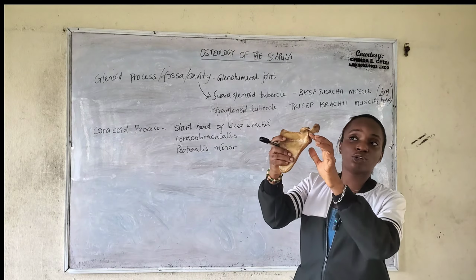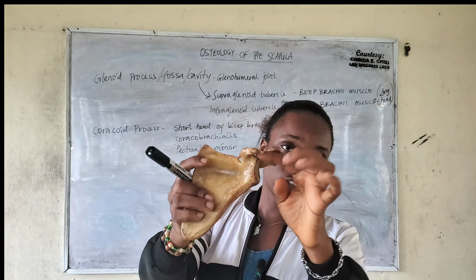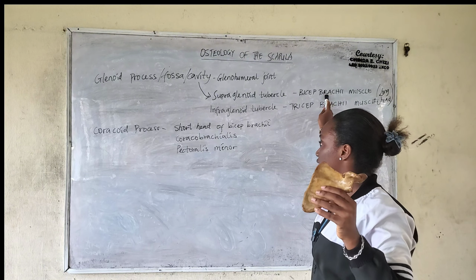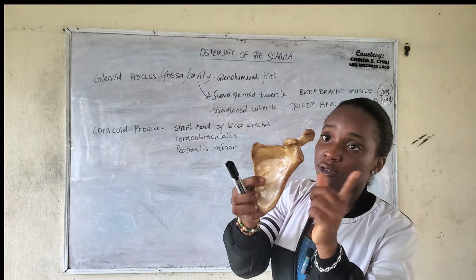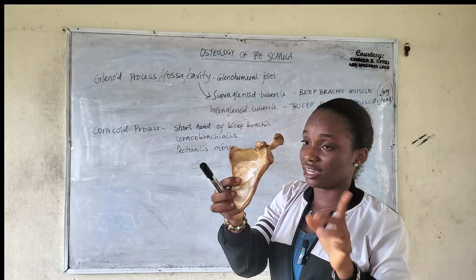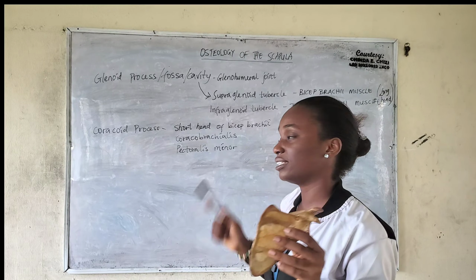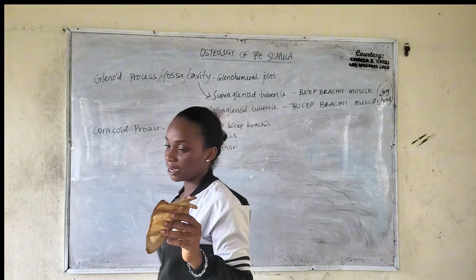Don't forget that the glenoid process, if you notice they are close, has the supraglenoid tubercle here, which has the long head of the biceps brachii. Here is the infraglenoid tubercle, which has the long head of the triceps brachii. While here, which is the coracoid process, has the short head of the biceps brachii, coracobrachialis, and pectoralis minor.